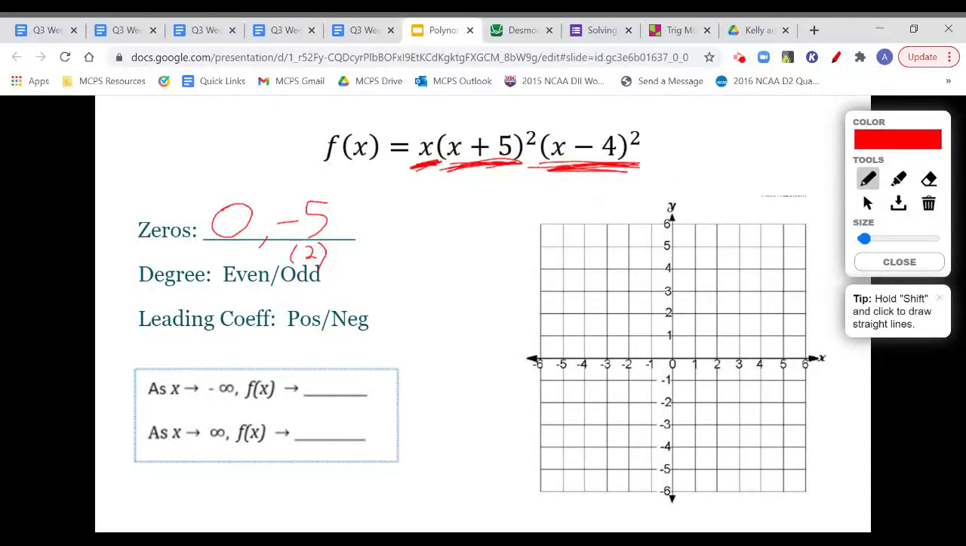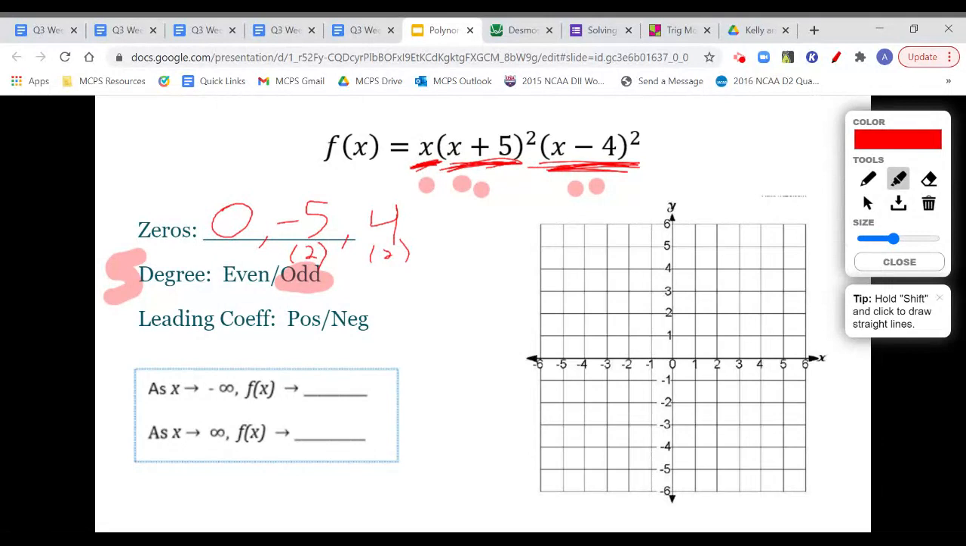And then I look at my last factor. From here, I get a zero of +4. And once again, we're going to have a multiplicity of 2, so I'm just going to go ahead and note that in advance. When I count up my degree here, I have 1 for the x, I have 2 here because it's squared, and I have 2 more here because it's squared. That gives me a total of 5, which is in fact an odd number. We have an odd degree here.